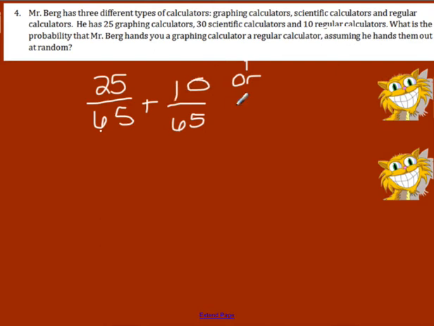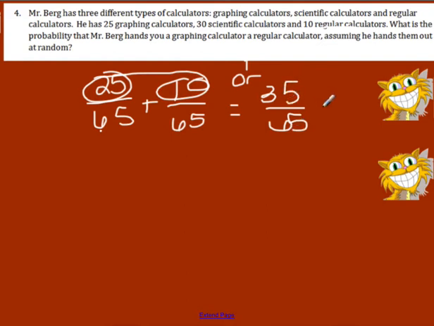So now I can add my numerators. So I'm going to do 25 plus 10. That gives me 35. And again, my 65 is going to stay the same on the bottom. So I have 35 divided by 65. So then when you divide those out, you end up getting 0.54. So there's a 54% chance that Mr. Berg is going to hand you a graphing calculator or a regular calculator.